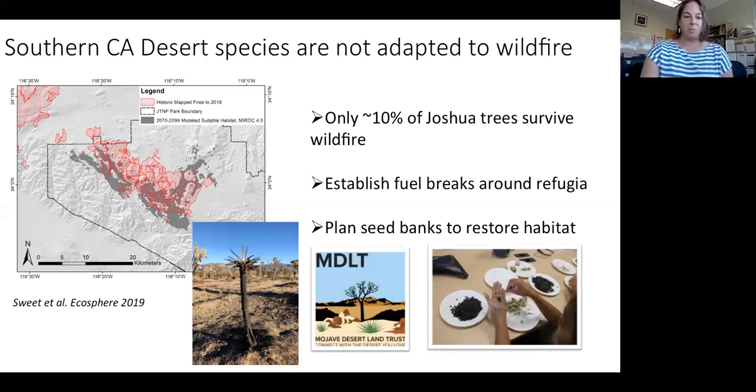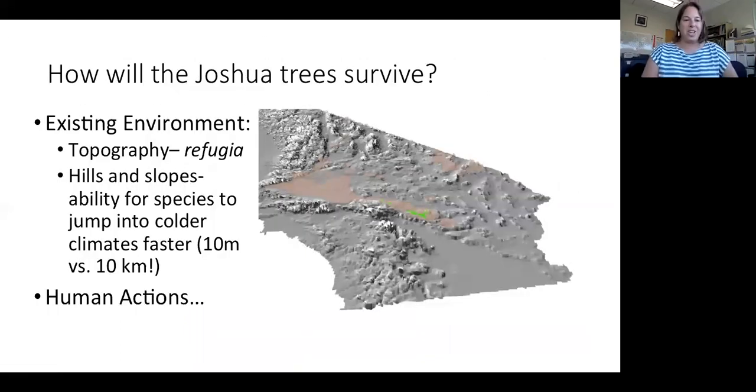And then local entities are planning seed banks to essentially restore habitat. What is interesting is that Mojave Desert Land Trust is one of the leaders in the Mojave Desert doing this, and they had the burn on their land, so we're looking forward to doing some experiments with them to see how best they can restore lands, which should be applicable across the Mojave. So that's exciting. So how will Joshua trees survive?